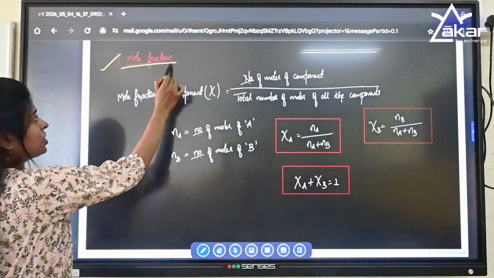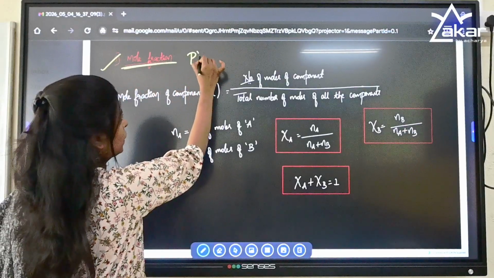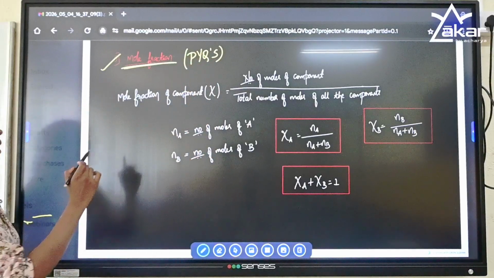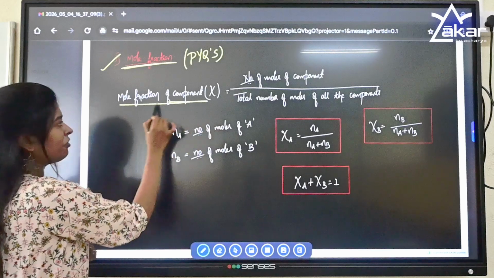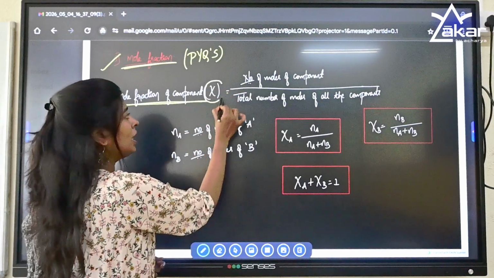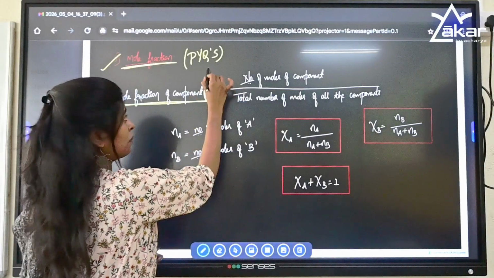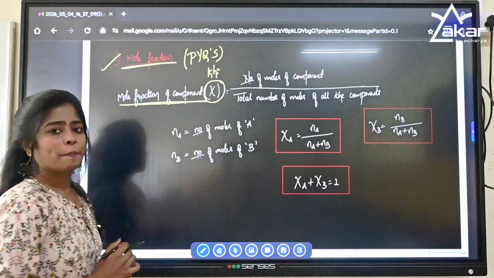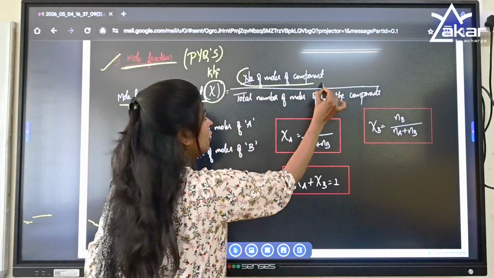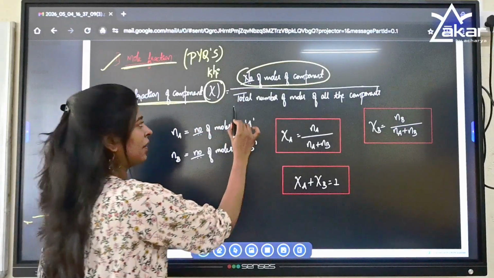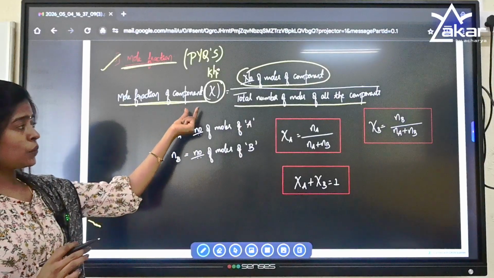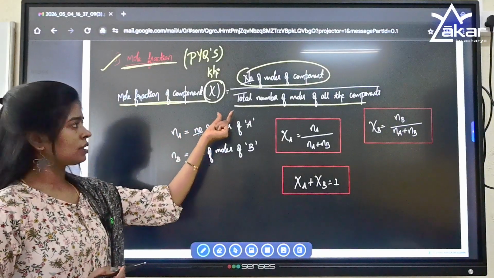Next, mole fraction. I told you this is very important. Many questions they have asked in your PYQs. Very important for board exam as well as your competitive exam. Mole fraction is represented by a symbol called chi. Mole fraction of a component, that is chi, is equal to the ratio of number of moles of the component divided by total number of moles of all the components. So this is very important to solve many numericals in this chapter.